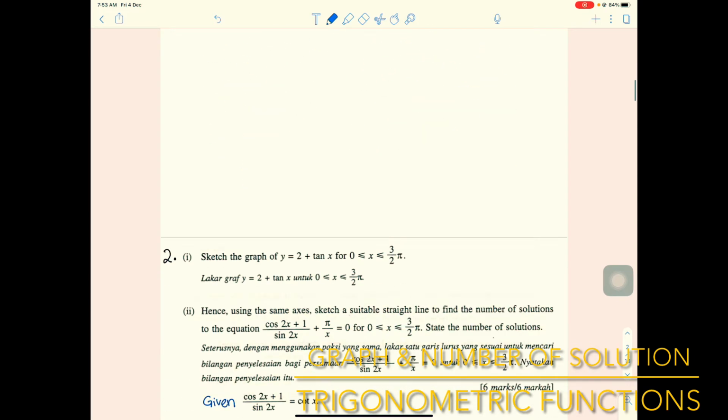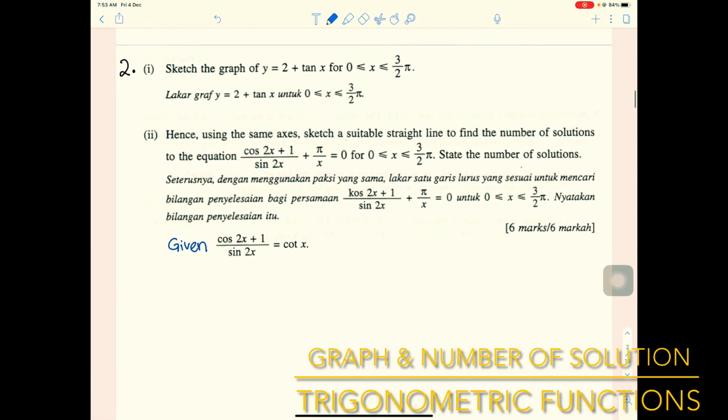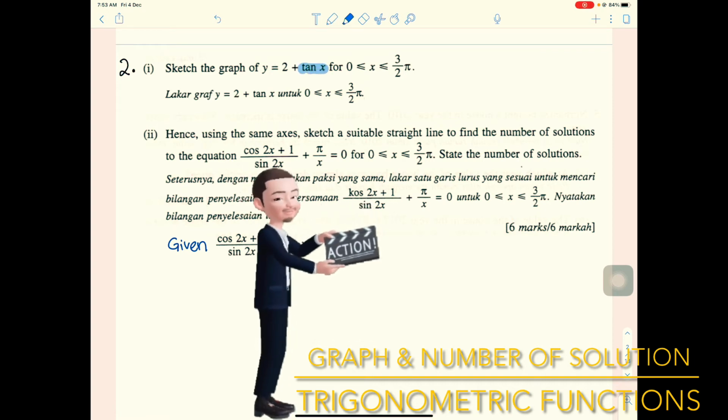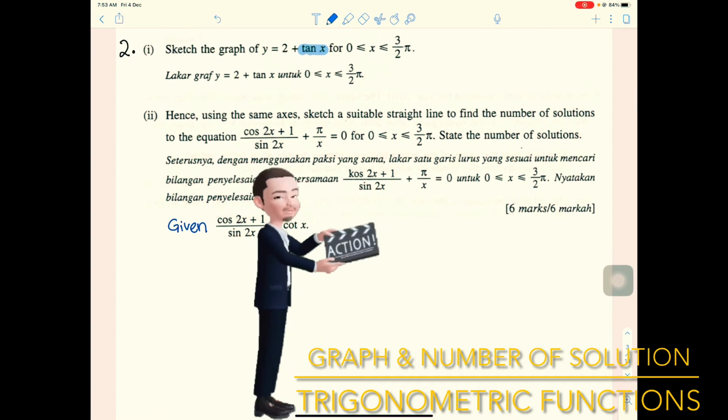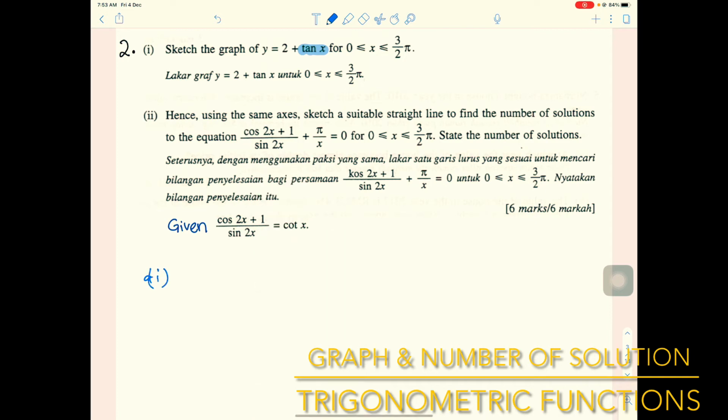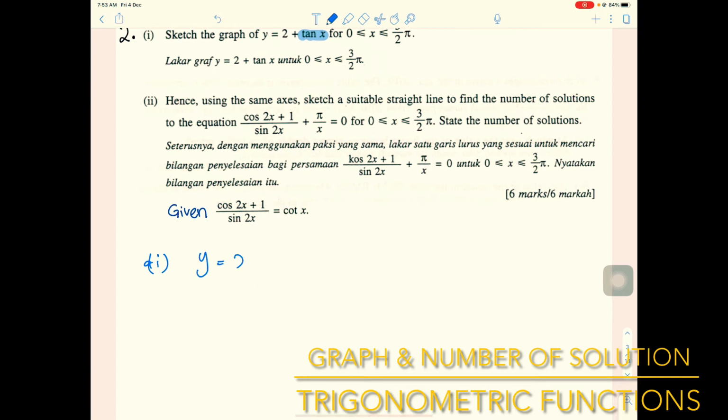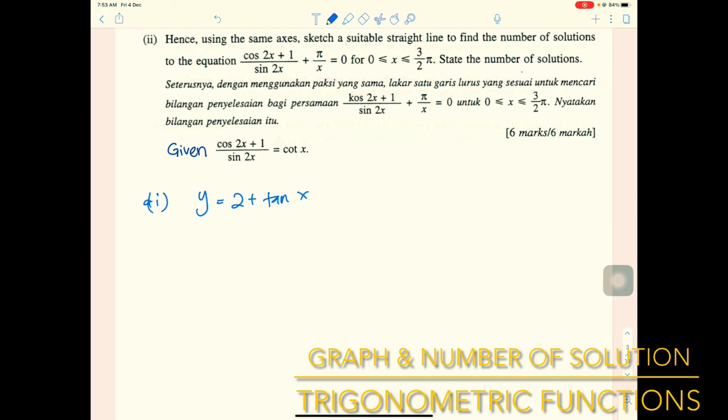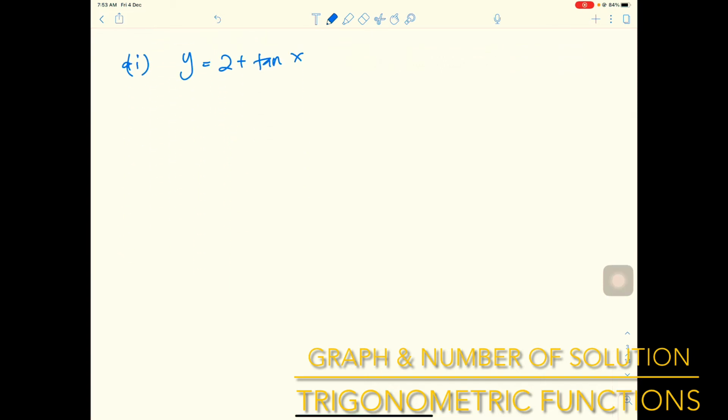Now let's continue with the second example, the graph of tangent. The graph function is y equals 2 plus tangent x. So what we do is sketch the tangent x. How to sketch the tangent x?